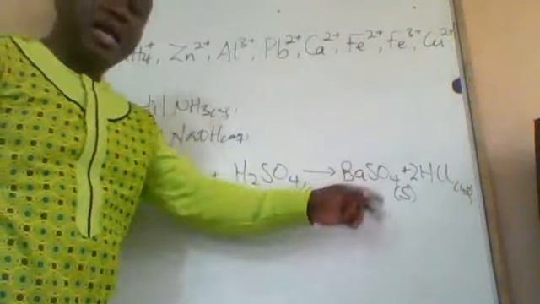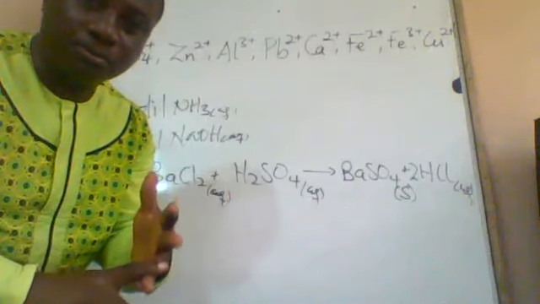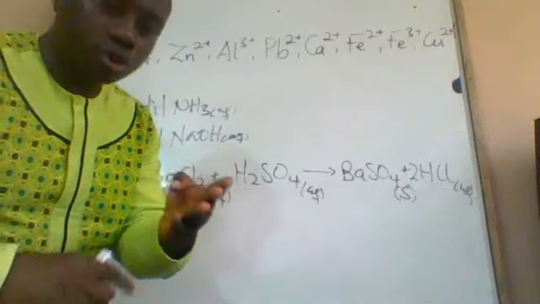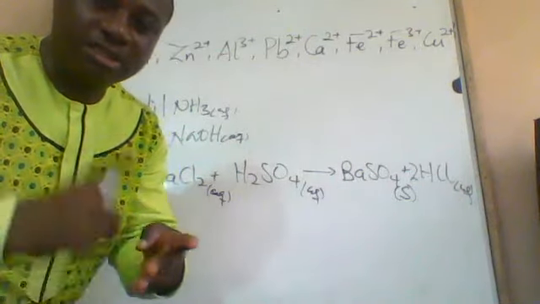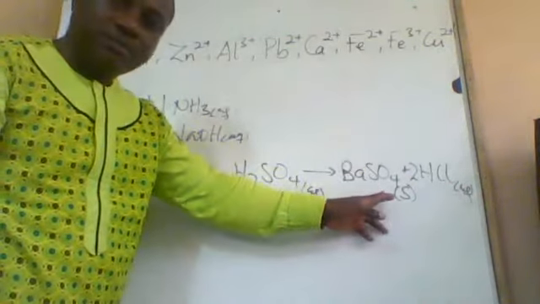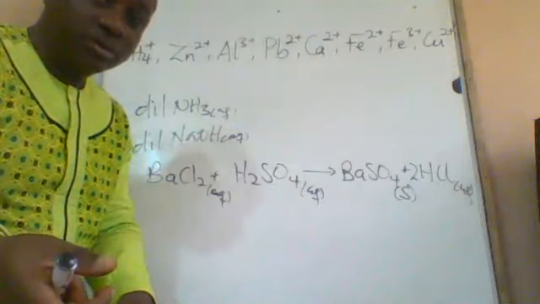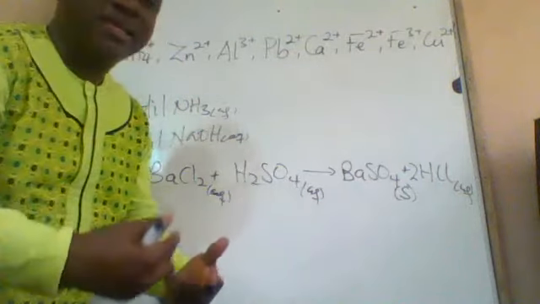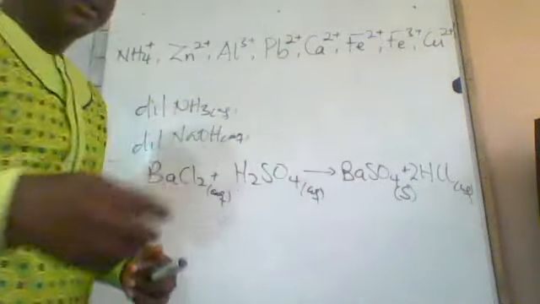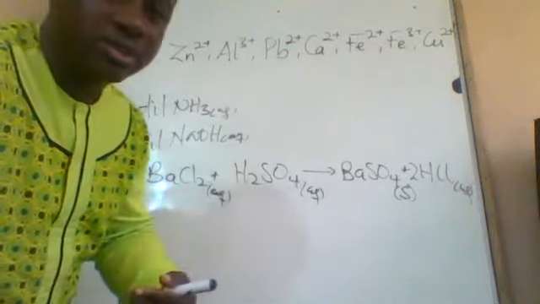all sulfates are soluble, with the exception of calcium, barium, silver, and lead. So barium sulfate, lead sulfate, silver sulfate, they are insoluble. So you are forming a precipitate. A precipitate is a crystal or a solid substance formed when two aqueous solutions are mixed together.